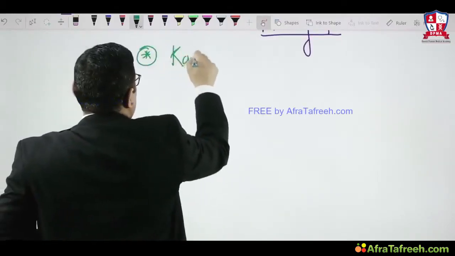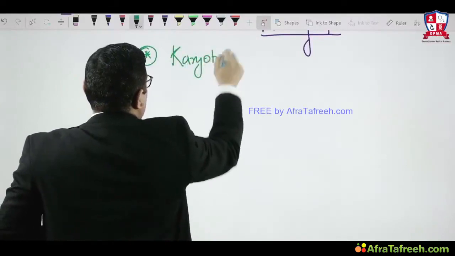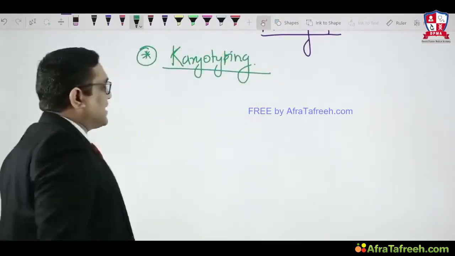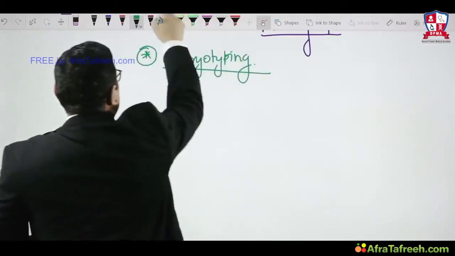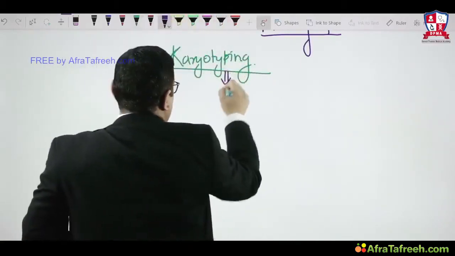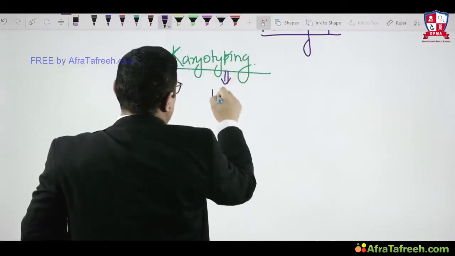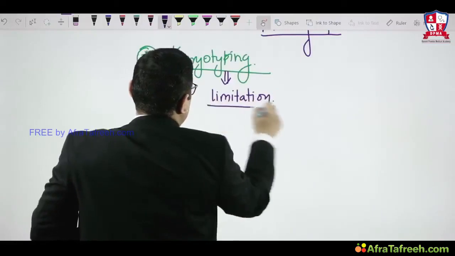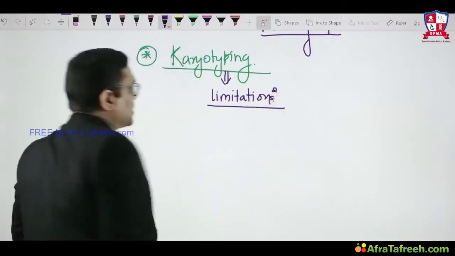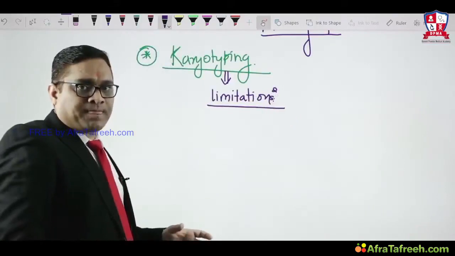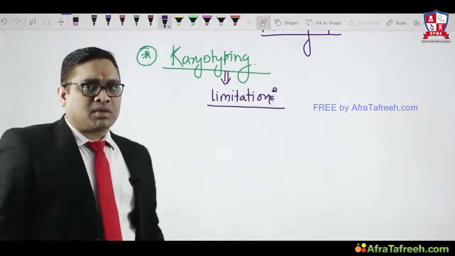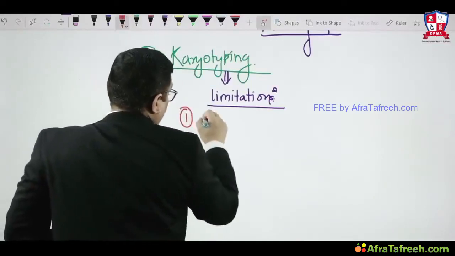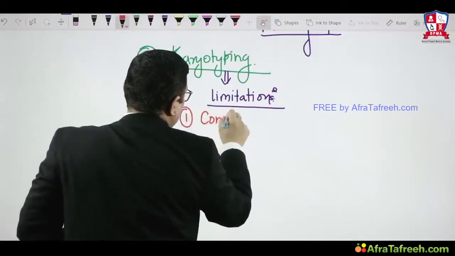When we are talking about karyotyping, it is used for diagnosis of chromosomal disorders, but it has certain limitations. So what are these limitations of karyotyping? There are three important limitations. Number one, it cannot detect complex translocation.